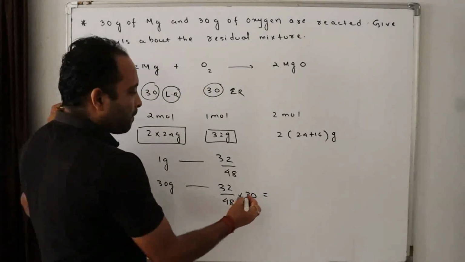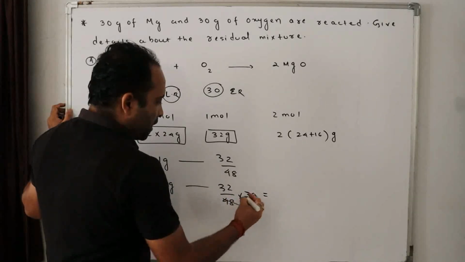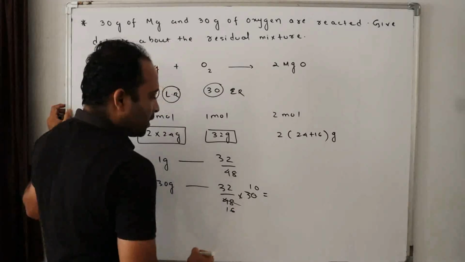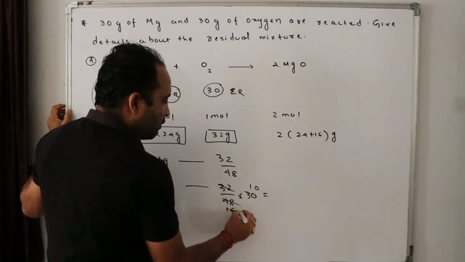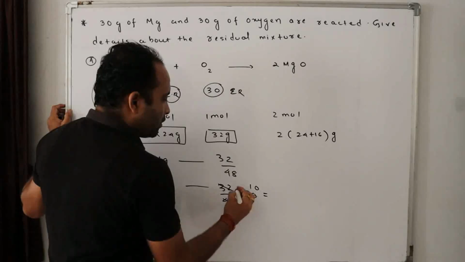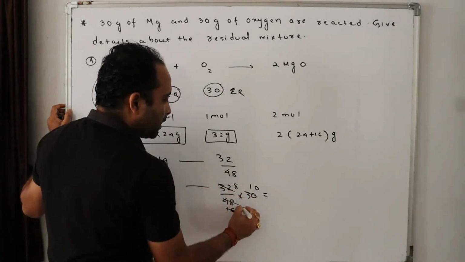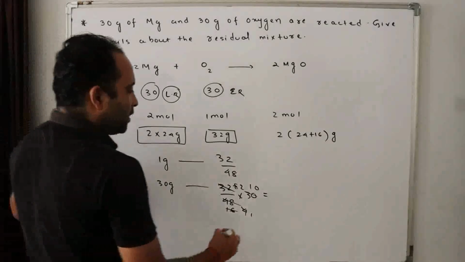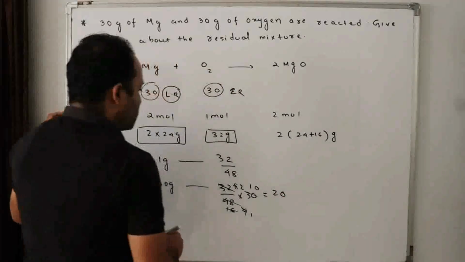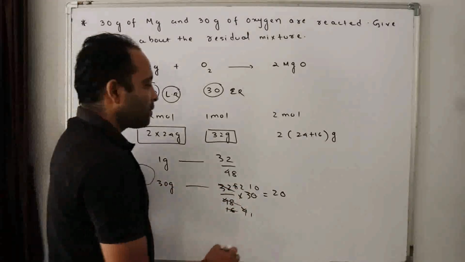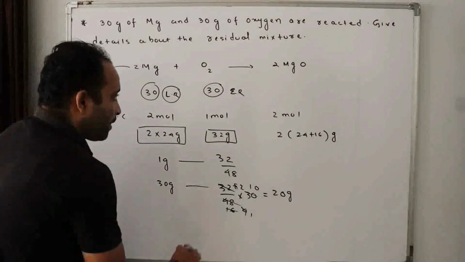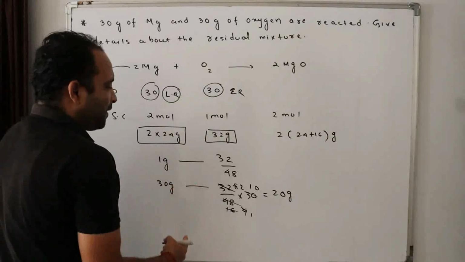If I divide it by 3, 10 goes 3 times, 3 1 goes 3 times, 3 6 goes 3 times, isn't it? Now 4, 4 goes 4 times, 4 8 goes 4 times, 4 12 goes 4 times, 4 14 goes 4 times, 4 2 goes 8 times, isn't it? So how much? 20. So 30 grams will require 20 grams of what? Magnesium. Easy. Now, so how much oxygen will be left here?